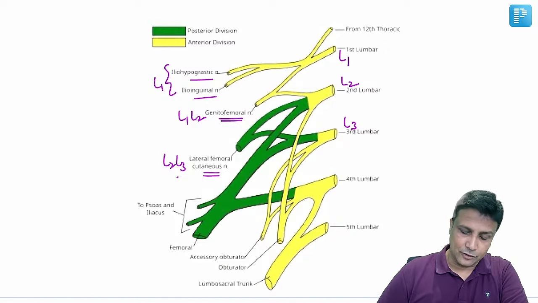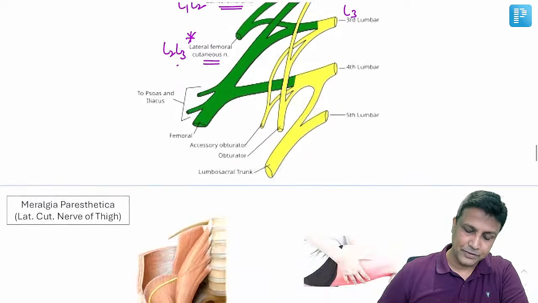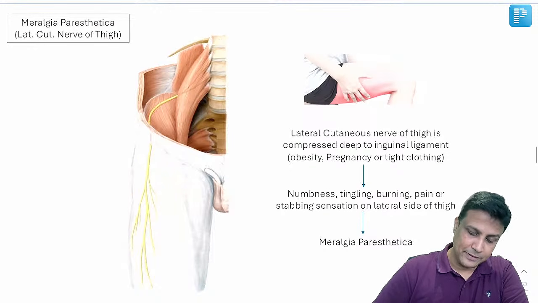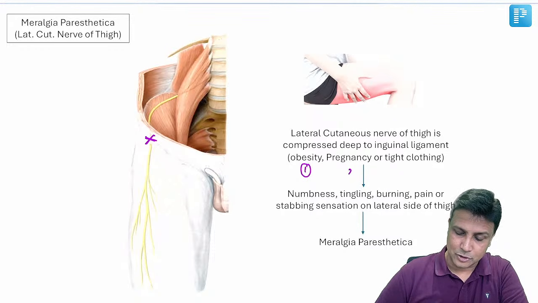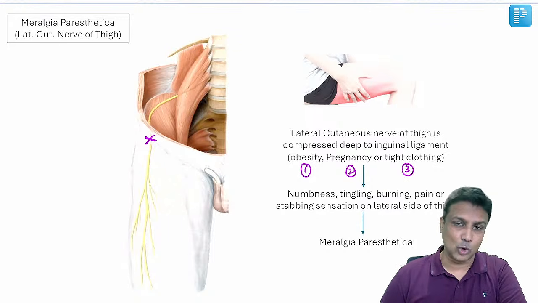Now, let me tell you first of all about this lateral cutaneous nerve of the thigh. It is the one which is going to pass beneath the inguinal ligament here. I mean to say, sometimes it is getting compressed here. In which conditions is it getting compressed? Number one, obesity. Number two, pregnancy. Number three, wearing tight clothing.